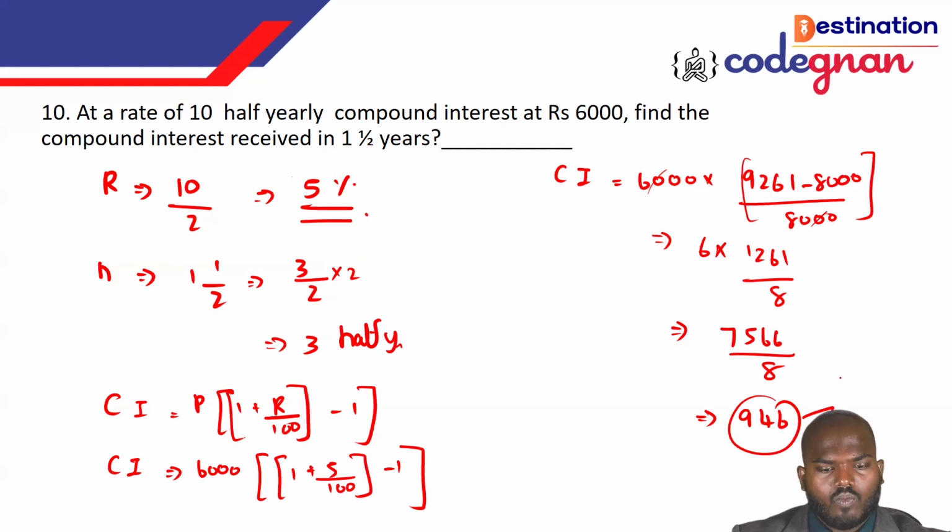Okay, guys, one more question with respect to the topic, and we are completing the topic of compound interest. Listen to me carefully, because in this one you need to arrange the data properly. They are giving the question at a rate of 10 percent half yearly compound interest on 6,000 rupees. What people will do is directly take the value. But you shouldn't do that. You need to be very clear about it, because if you're not, the answer will be wrong.